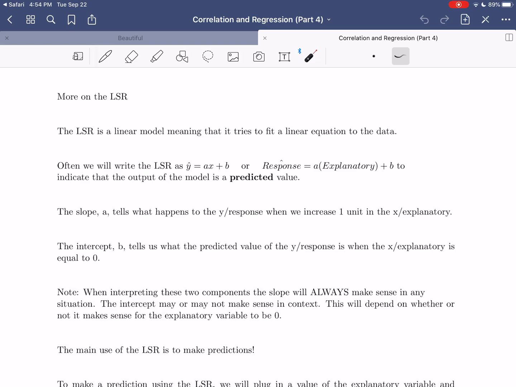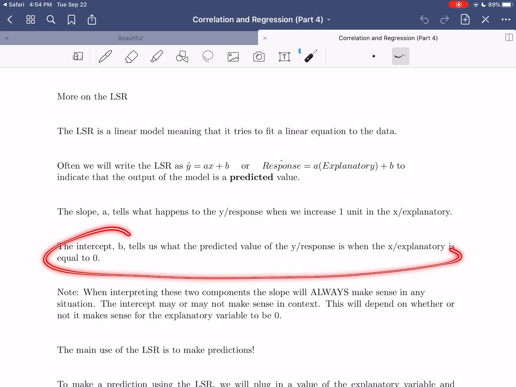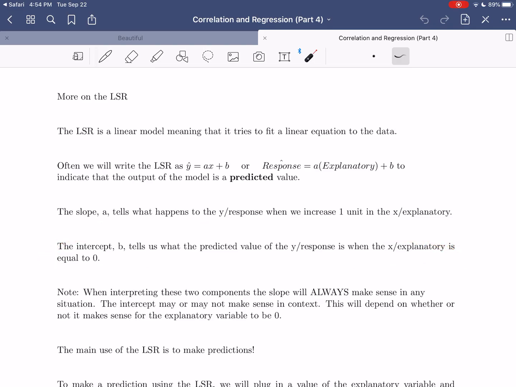This is just saying that the slope value tells us what happens to the response variable when we increase 1 unit in the explanatory. The intercept, b, which is the second component that we need for a linear model, tells us what the predicted value of the response is when the explanatory, or the x value, is equal to 0. Again, from algebra, you probably remember that the intercept is the value where the line goes through the y-axis. From our perspective, it's the predicted value of the response when the explanatory is equal to 0.